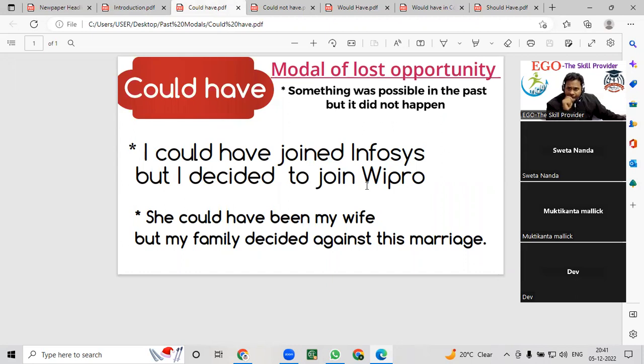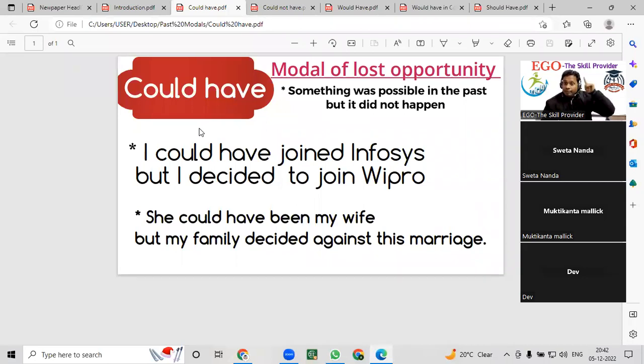Remember, in life there will be a situation where an opportunity is lost. Opportunity means a chance. You had a chance, but you did not utilize it. That is a lost opportunity, right? That is called a lost opportunity. And when there is a lost opportunity, you are supposed to use could have. Remember, this is the only situation where you have to use could have. It's a past action. That is the first criteria.